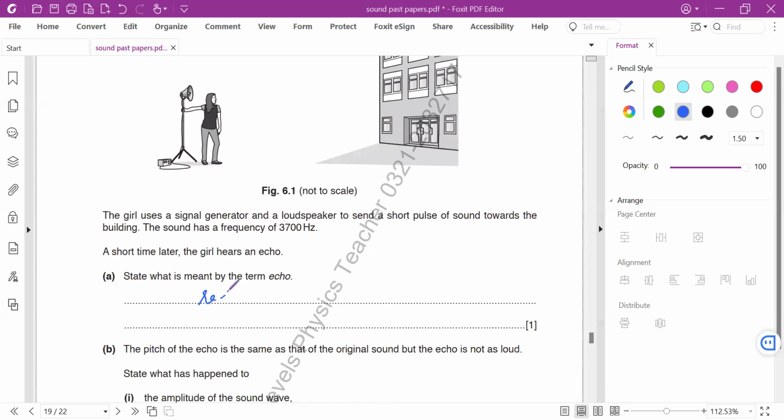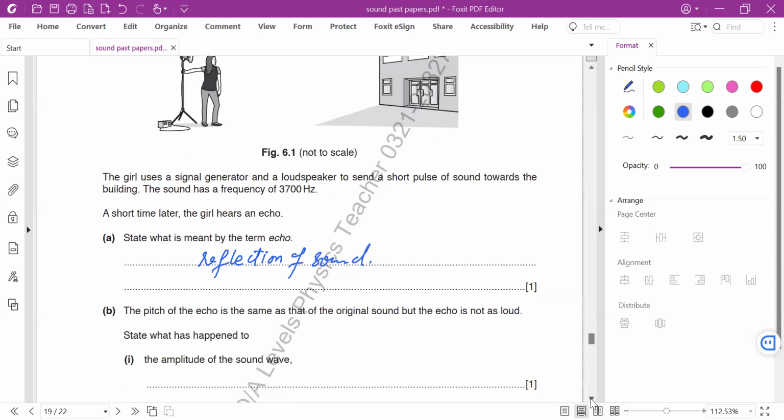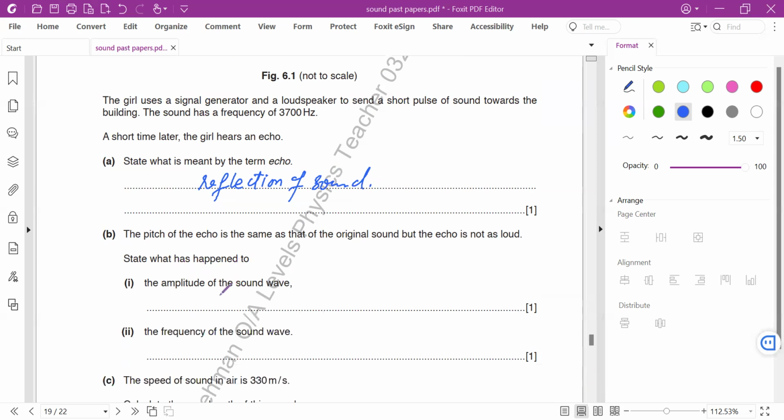Echo is reflection of sound. What happens to the amplitude of the sound wave? The pitch of the echo is the same as that of the original sound, but not as loud. The amplitude of the sound wave decreases, while the pitch stays constant, does not change.